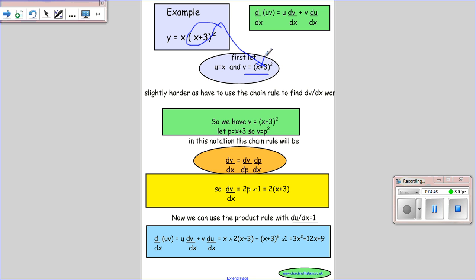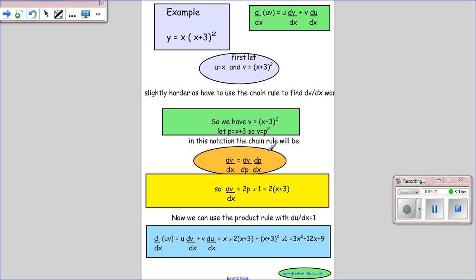So when we use the chain rule, if you remember, what you do is you label the thing inside the bracket as some sort of letter, and it doesn't matter. We've used u before, but we're going to use p today because I don't want to confuse it with the other u's and v's. So we let p equals x plus 3, and that would mean that if this was p in here, we can say v equals p squared. I think we can differentiate both of those straight off without writing them out, hopefully.